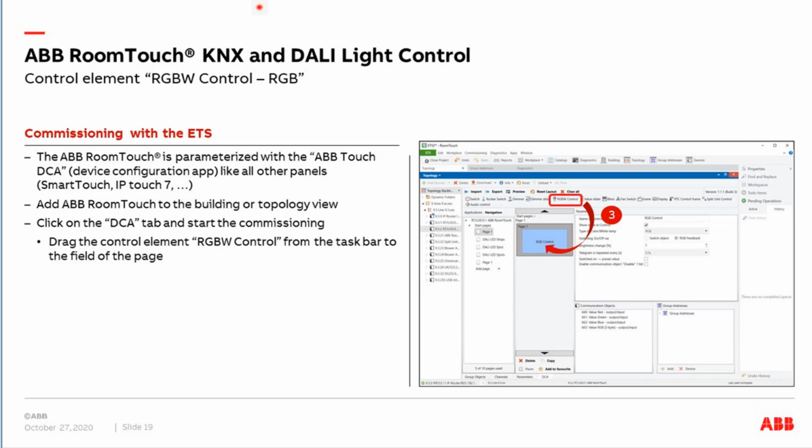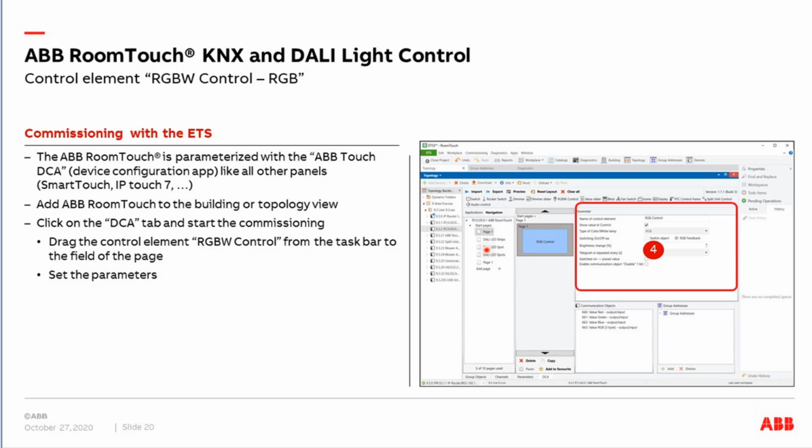Okay, so the next step is via drag and drop. We take here from our taskbar the RGBW control via drag and drop and add it to one of our pages. So this is the next step. And then we set the parameters of this RGB control element. You have to select it here, and then in the right field you see all the parameters. This is similar to the ETS parameter setting fields.